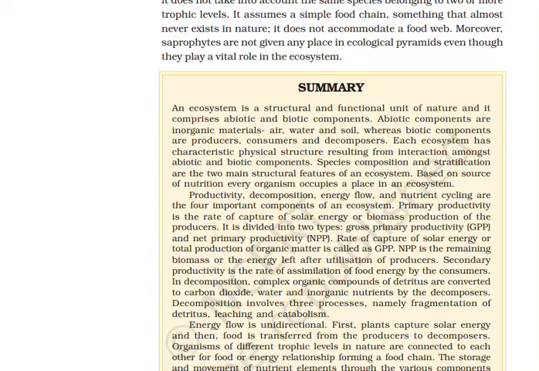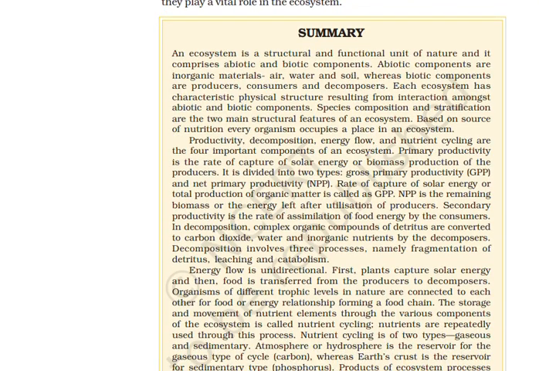So, summary of the chapter. An ecosystem is a structural and functional unit of nature, and it comprises abiotic and biotic components. Abiotic components are inorganic materials, air, water, and soil, whereas biotic components are producers, consumers, and decomposers. Each ecosystem has a characteristic physical structure resulting from interaction amongst the abiotic and biotic components. Species composition and stratification are the two main structural features of an ecosystem.